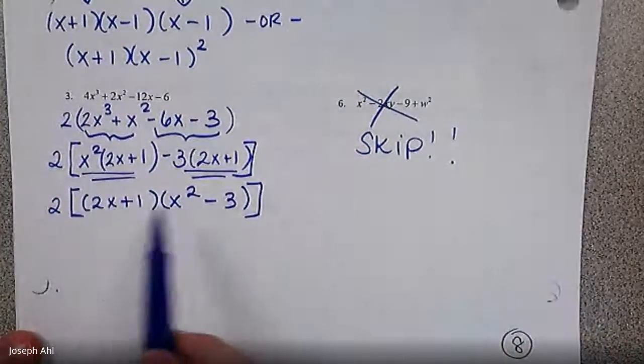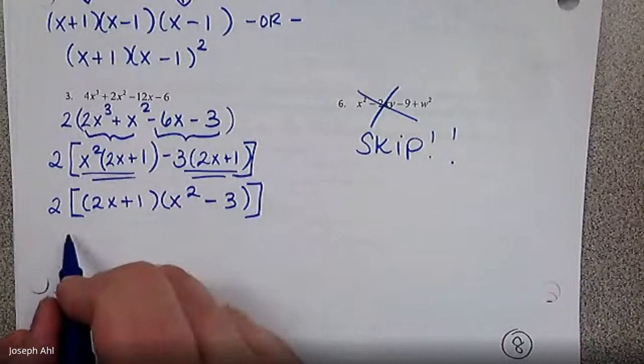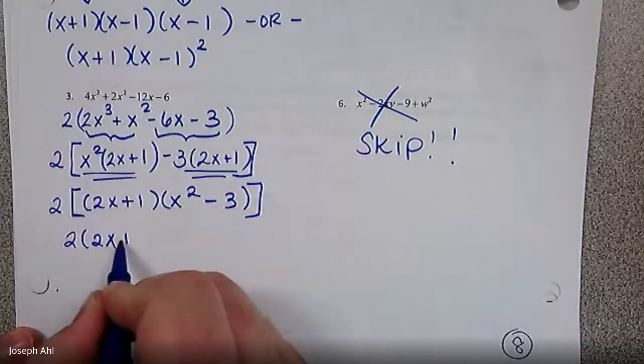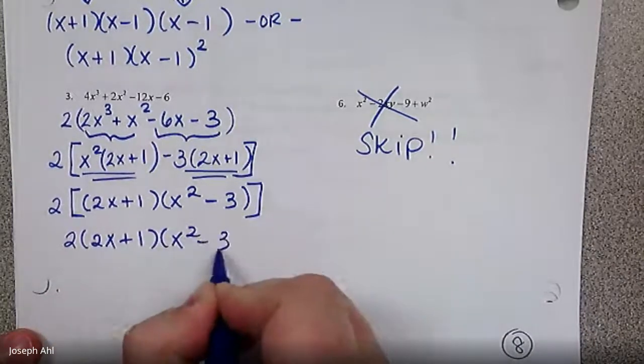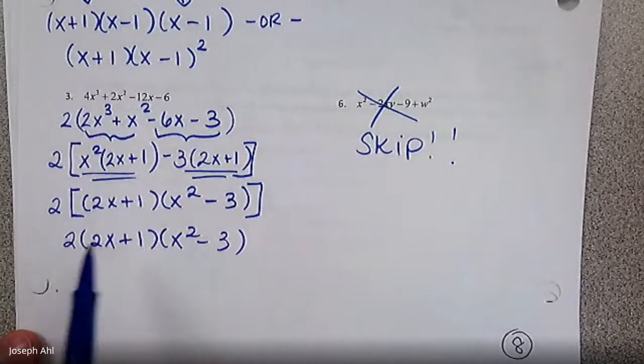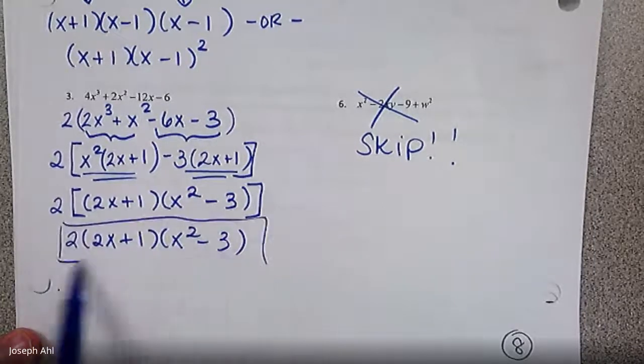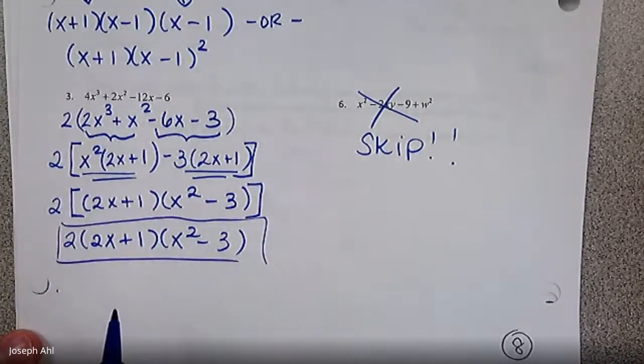You don't really need these big brackets around this anymore. You can drop those brackets at this point and just have the 2 hanging out on the outside. You don't have to write that in an additional step, but if you have an answer that looks like this, that is a correct final answer.